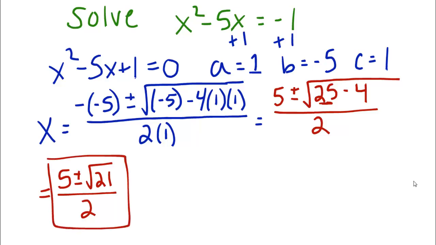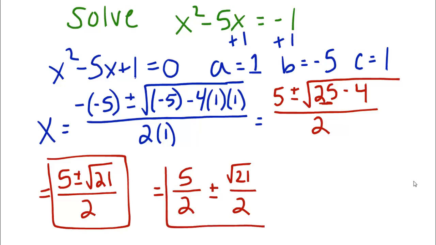It's also important to note that if we wanted to, we could write our answer like this. That's the same thing. Notice I just divided each term in the numerator by that denominator 2. What we absolutely can't do, though, is combine the 21 and the 2, because it's the square root of 21. So we can't divide 21 by 2. We have to leave it in one of those 2 boxed forms. Either one is fine.